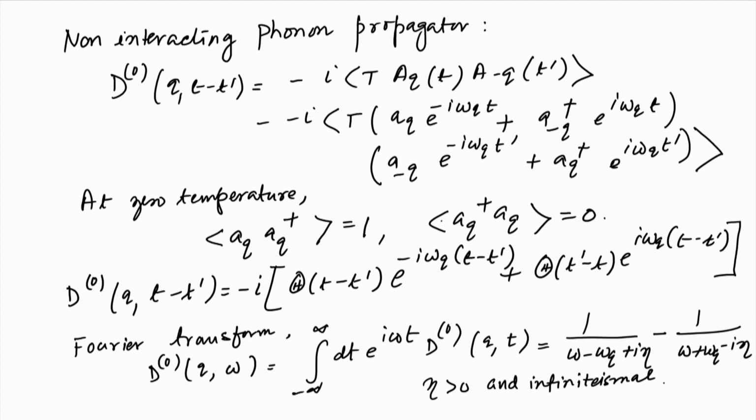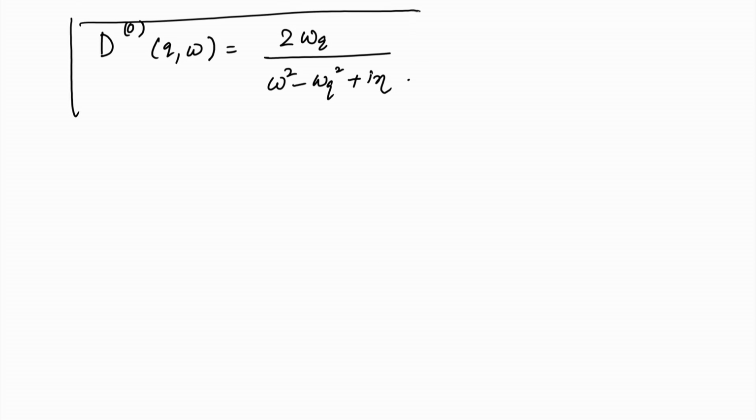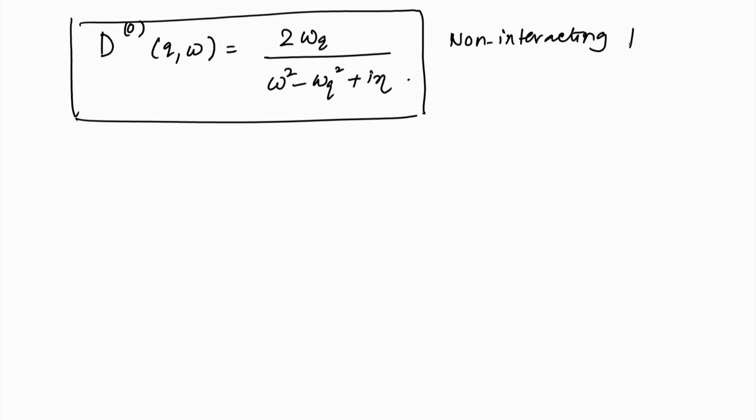All right. So, this is the form for the 0th order Green's function, and if you simplify it, it looks like D0(q, omega) is equal to 2 omega_q divided by omega squared minus omega_q squared plus i eta. So, this is the non-interacting phonon Green's function.